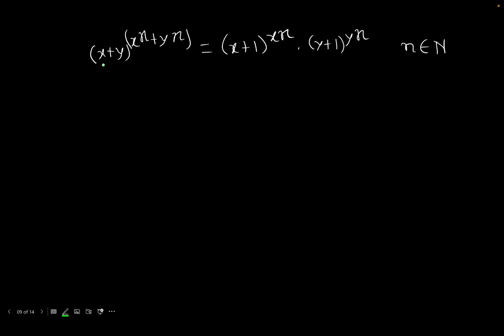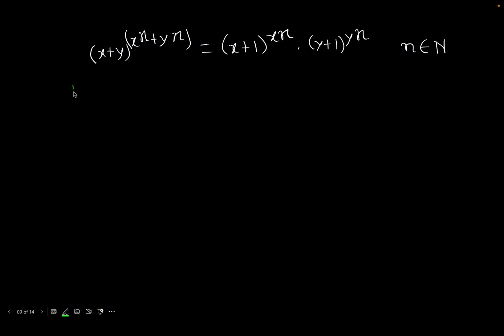So we are given this equation: x plus y to the power x to the power n plus y to the power n equals x plus 1 to the power x to the power n, into y plus 1 to the power y to the power n. So we need to solve it for x and y. For this kind of problem, we have to take the natural logarithm.